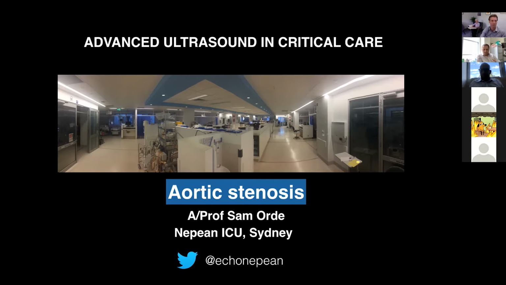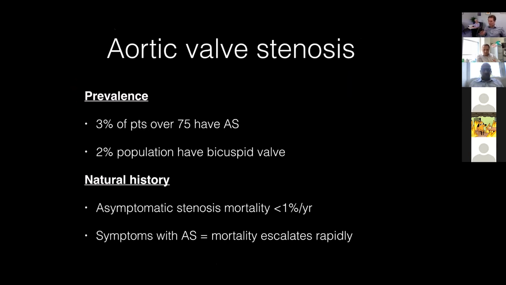Okay, so aortic valve stenosis is common, because 3% of patients over 75 have it. If you've got a bicuspid aortic valve, 1 in 50 people have that. So it's pretty common to have some form of aortic abnormality. Natural history: if you're asymptomatic, even with significant stenosis, your mortality is quite low. As you start to get symptoms, it goes up and up and up. So one of the things we have to be very careful of is to take clinical context into account in how we're assessing someone.